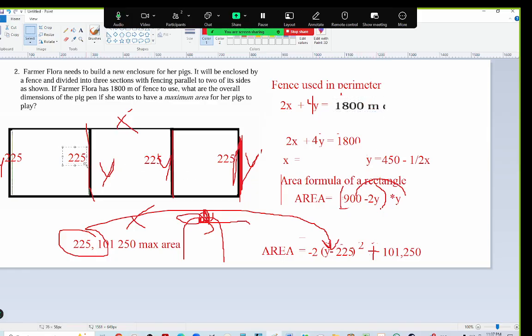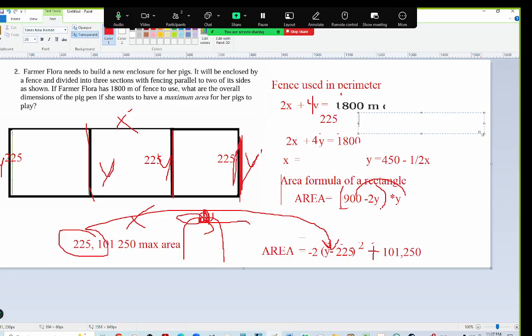So what's my y that you figured out? 225. So it goes in here. 4 times 225 is 900. So I get 2x plus 900 is equal to 1800. What do I do?